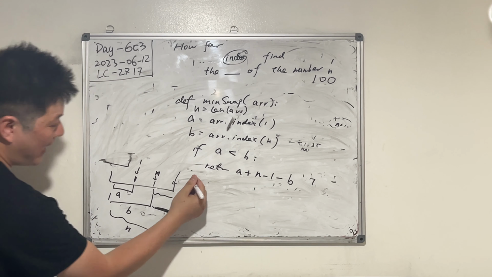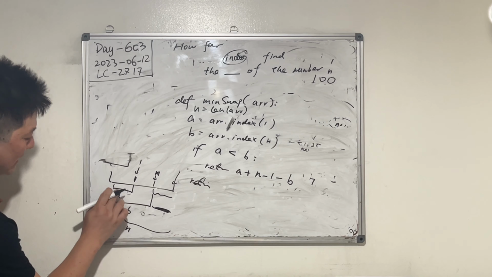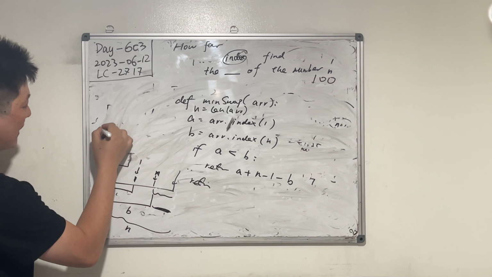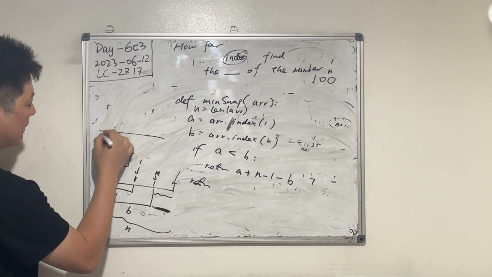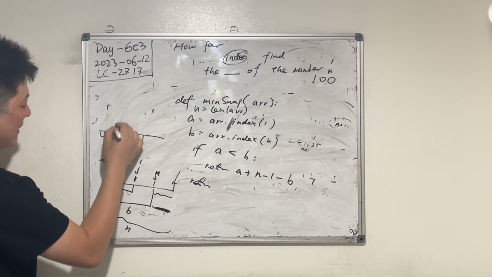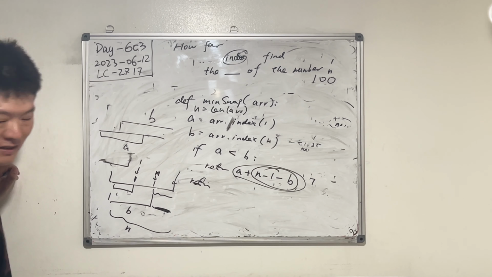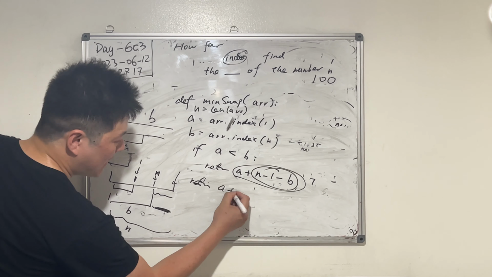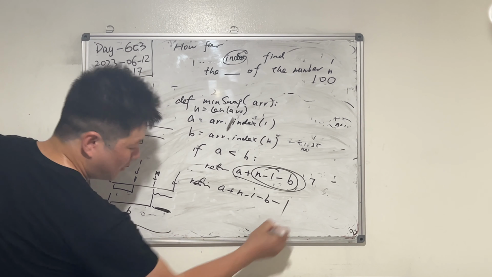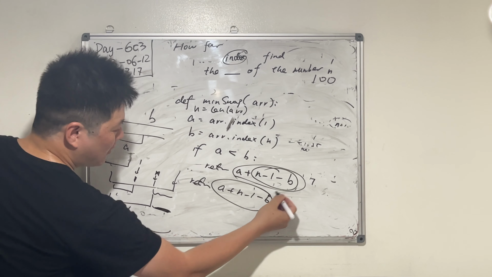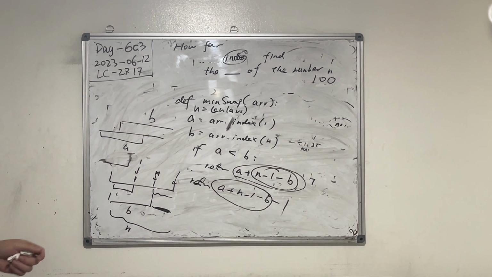Okay, else return, if this is A and this is B, so what's the answer? A plus B minus 1. Yeah, so it's this number minus 1. Okay, so it's A plus n minus 1 minus B minus 1. Okay, this is just the one, like minus 2. Yeah, of course, yes.